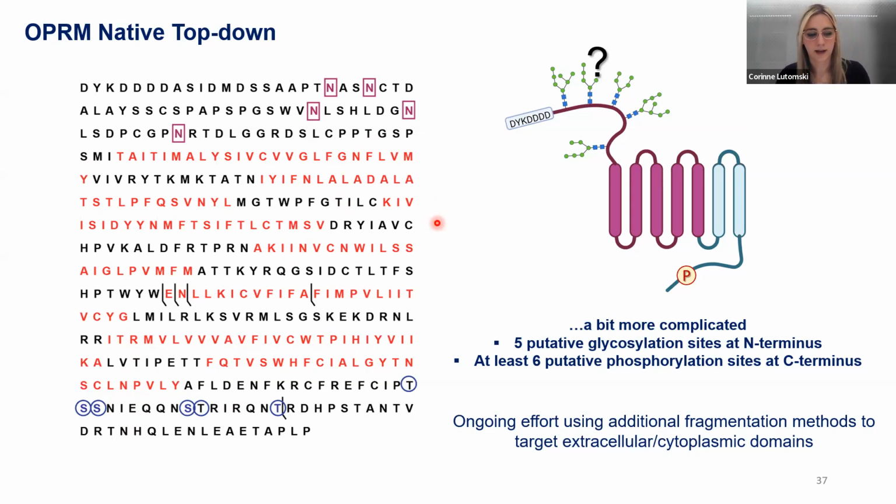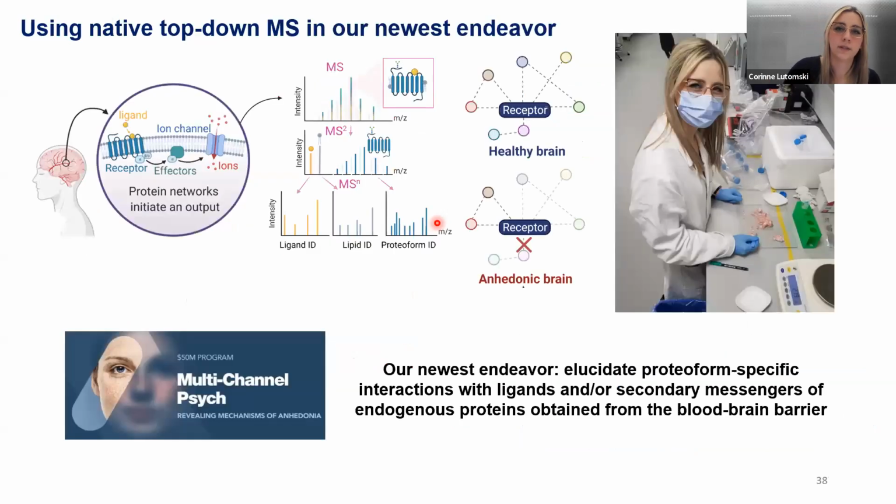But the idea is that having these sequence tags in the transmembrane domains is very exciting because while we won't need full sequence coverage, we can still unambiguously assign these fragments to a specific GPCR. And so the real motivation, the major motivation behind this, is our newest endeavor.